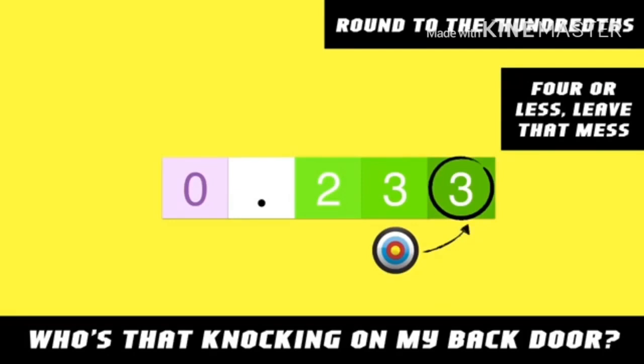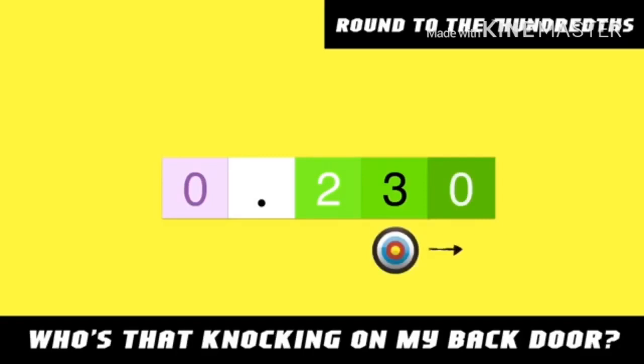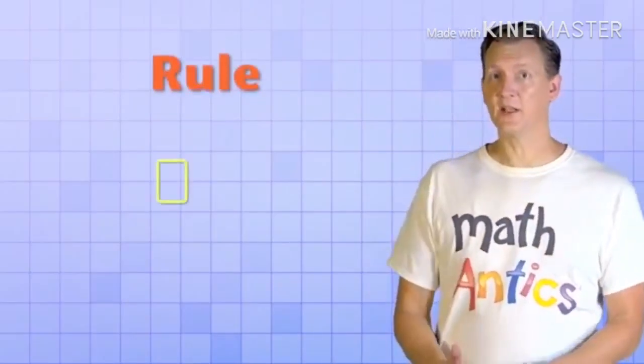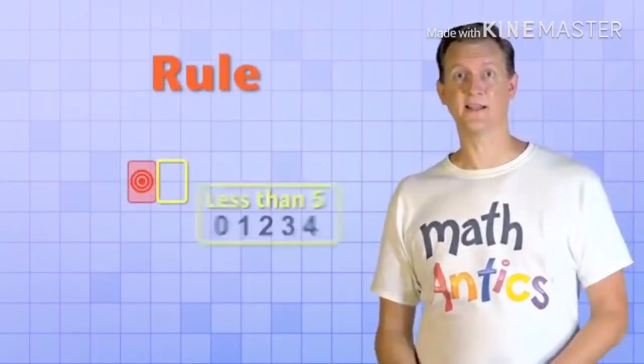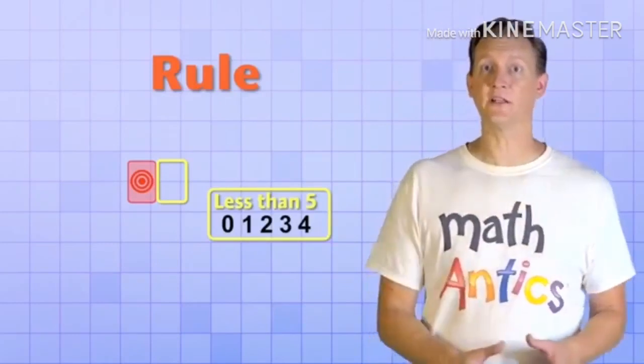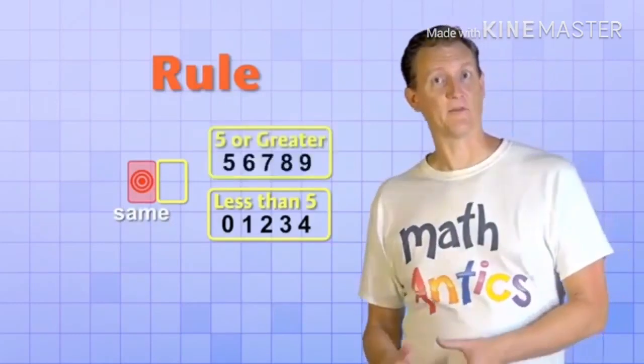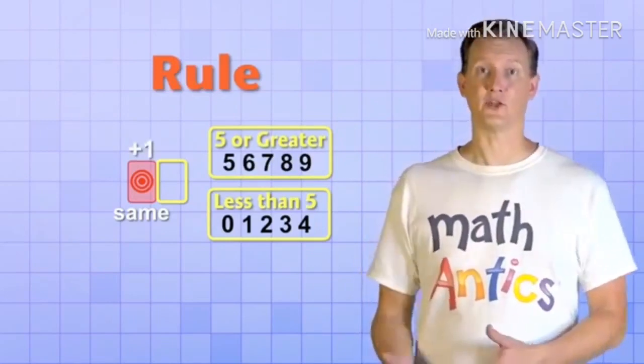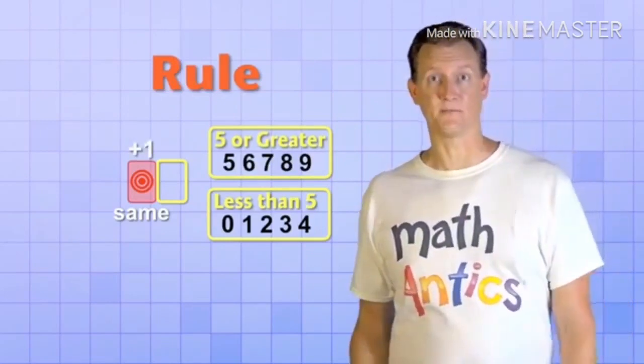Remember, that mess we're talking about is the number in the hundredths place, 3. When we leave the 3 in the hundredths place, it stays the same, and the numbers to the right of it become 0. Our final number can be written as 23 hundredths. The rule is that if the digit to the right of the target is less than 5, we leave the target digit the same. But if it's 5 or more, we increase the target digit by 1, even if that causes a chain reaction with the bigger number places.